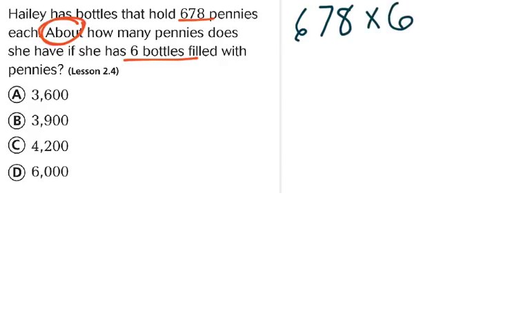Now, I don't have to multiply this out right now. It says about in my problem. So I am going to round my larger number. I don't need to round my 6. That's an easy number to multiply with. So I'm going to round 678. And in order to make it really easy for me to multiply these two numbers together, I'm going to round to the hundreds place. So when I'm looking at 678, the closest hundreds place is 700.